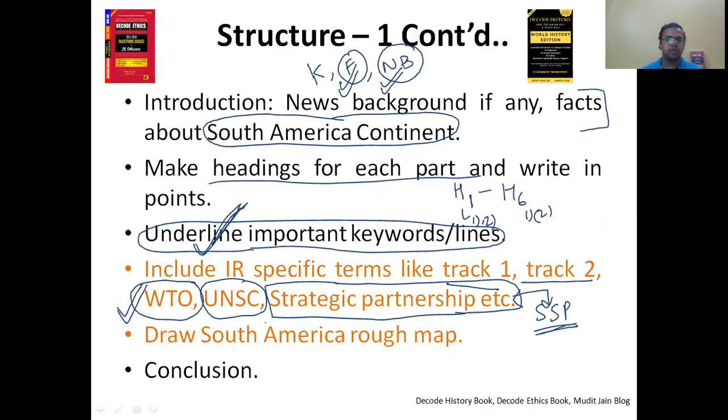Now, as far as map is concerned, just draw a rough map of South America. Nobody is expecting you to draw something huge, something very clear. That what I mean that every line of South America map should be correct. No, it is not expected of you. As I drew this map in 1 second, you can draw a rough map, and then here show India, and just you can draw these sort of arrows. So if India is giving South America say technology, then say South America is giving India pulses. So it is a very basic diagram.